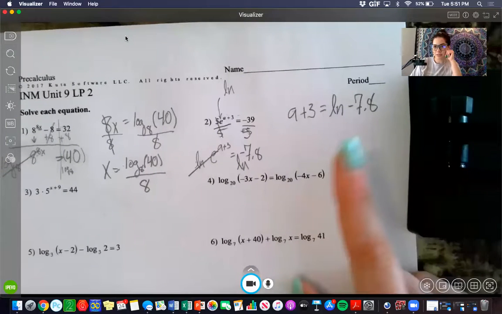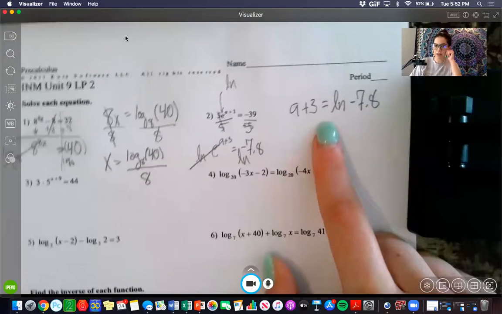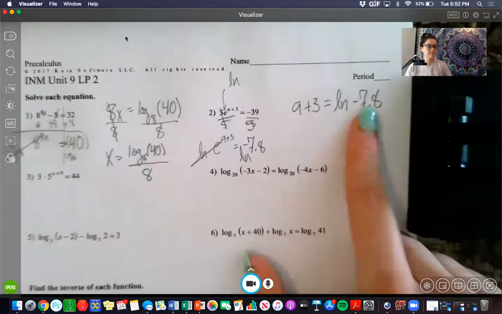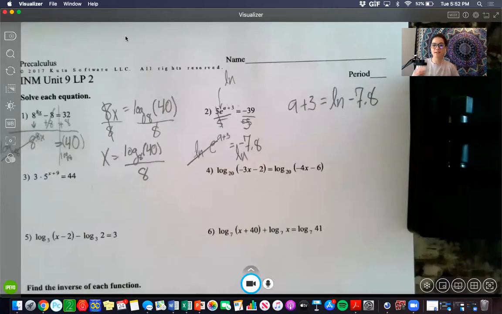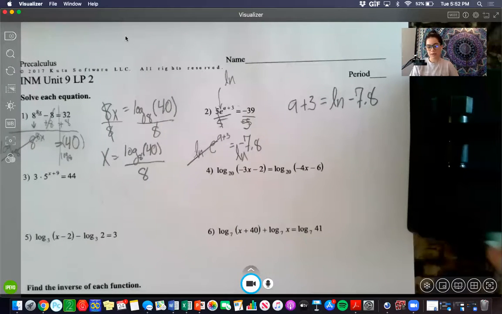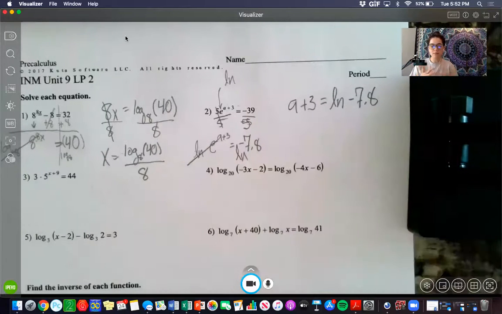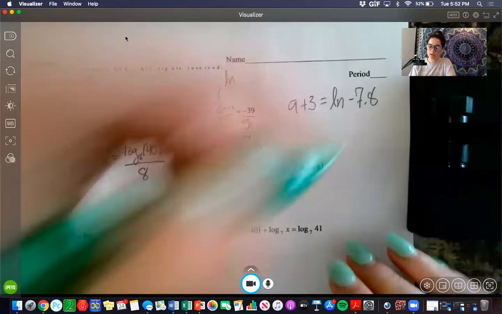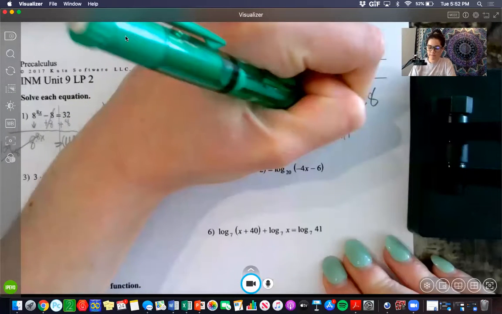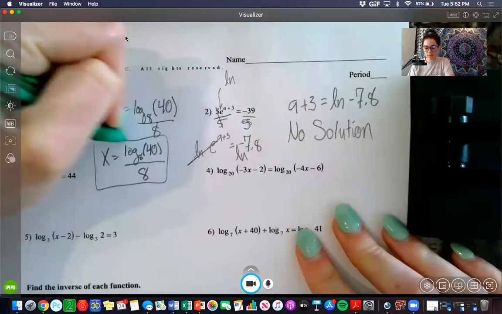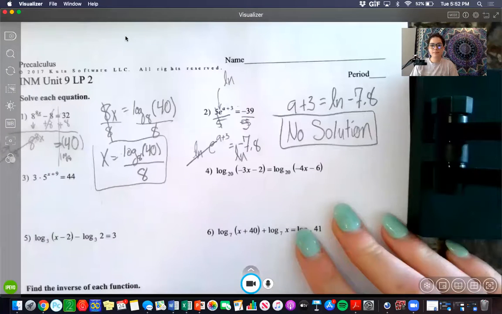So here's the issue. Can I take the natural log of a negative number? No, we can't, right? Whatever is inside of a log has to be a positive value. So we get to this spot, we realize that this problem is no longer possible. Our answer is no solution. Let me put a box around that sucker and a box around that. The end.